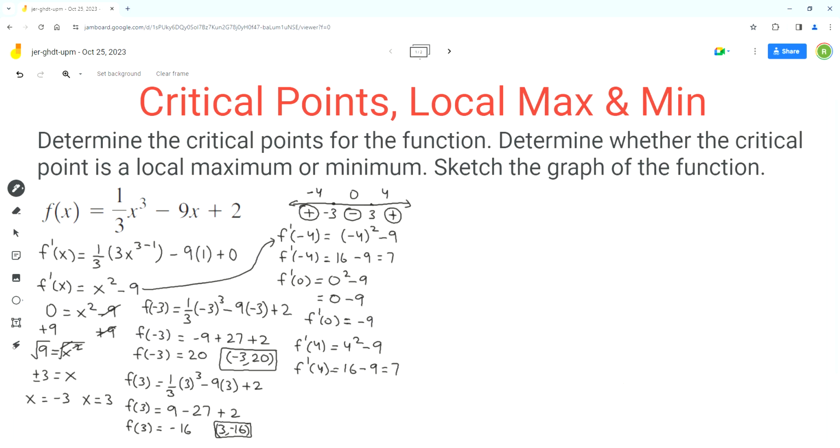So now we can figure out whether the critical points are local maximum or minimum. At the critical number x equals -3, the function is increasing on the left side and decreasing on the right side. That means there is a local maximum at (-3, 20). So that's our first conclusion. The local maximum at (-3, 20).